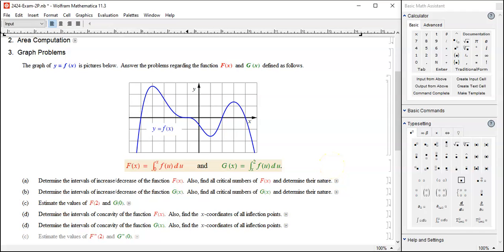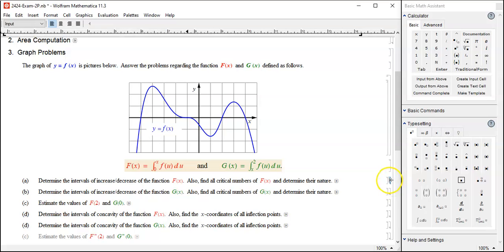Okay, let's answer the first question. First question is about the right function, capital F. Determine the intervals of increase and decrease of the function capital F of x, and also find all critical numbers of capital F of x, or equivalently speaking, the x-coordinate of the critical point of f of x, and determine their nature. Local maximum, local minimum, or neither.